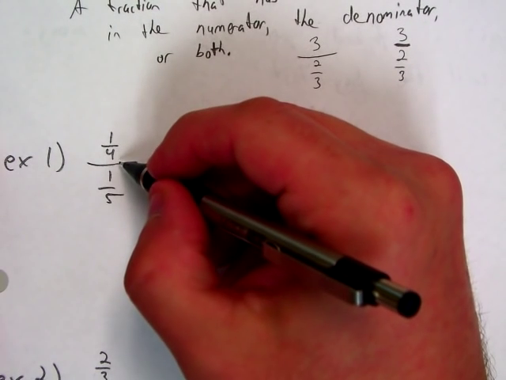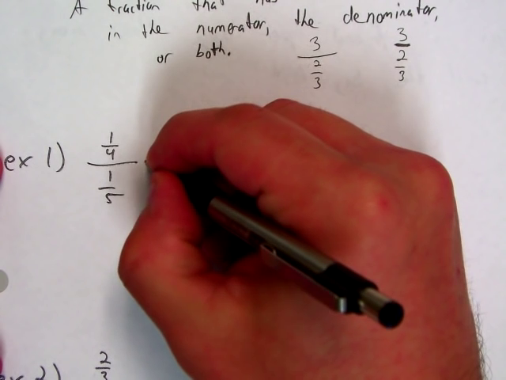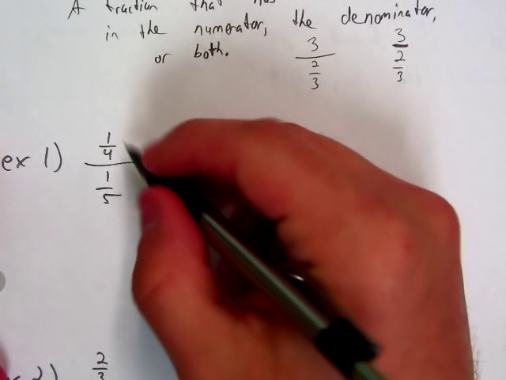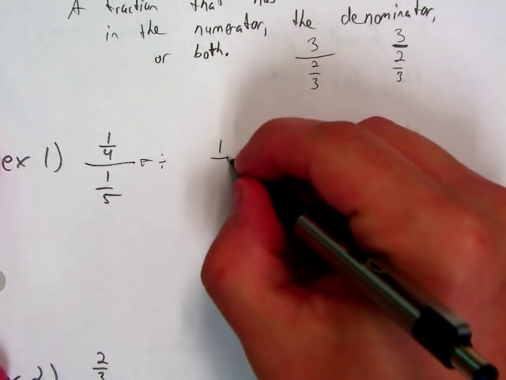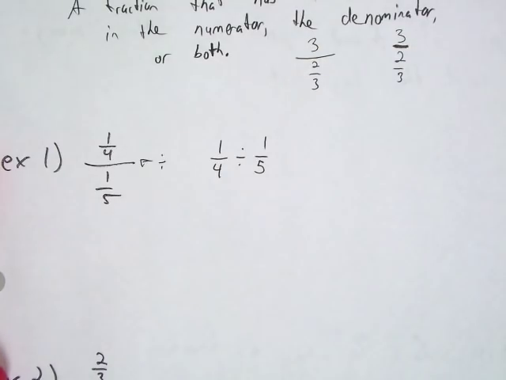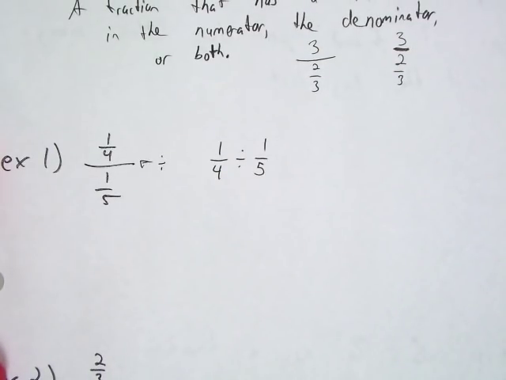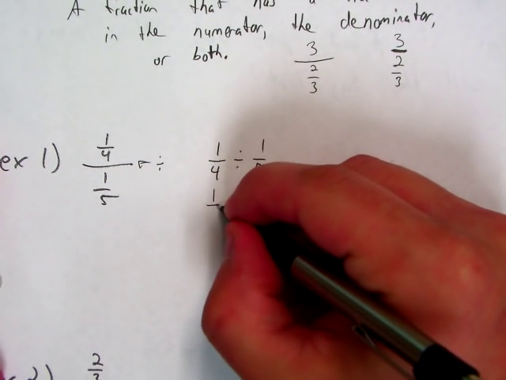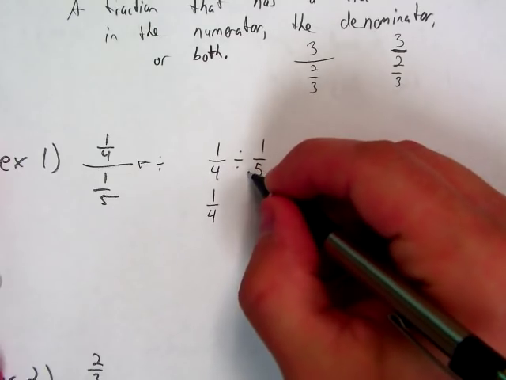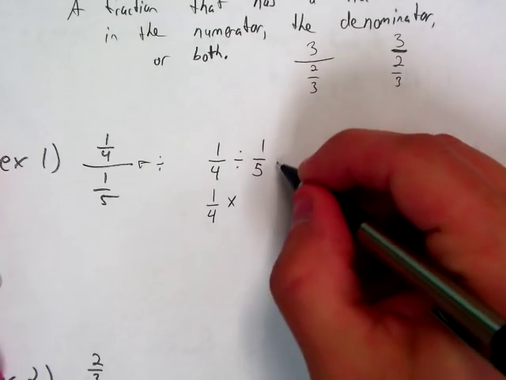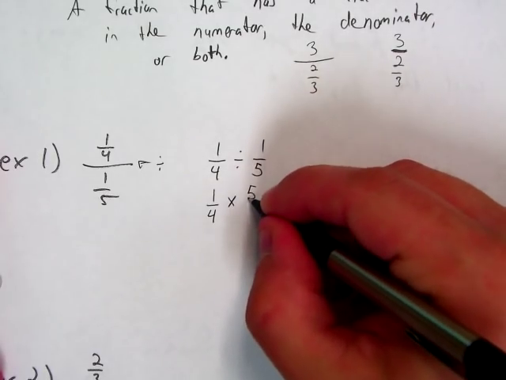So let's go through some examples here. So example 1, I have 1/4 divided by 1/5. This line here, keep in mind, this really means to divide. So I can rewrite this complex fraction as a problem that looks like this. This is division of fractions. I keep the first number, so I keep it as 1/4. I change this division sign to a multiplication sign, and I flip 1/5 to become its reciprocal.